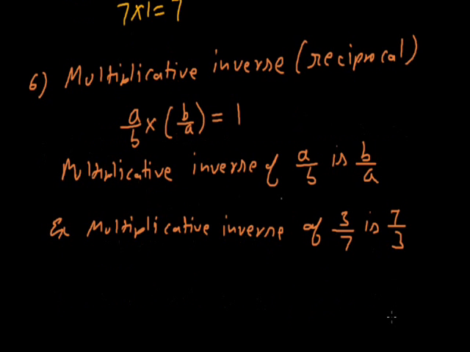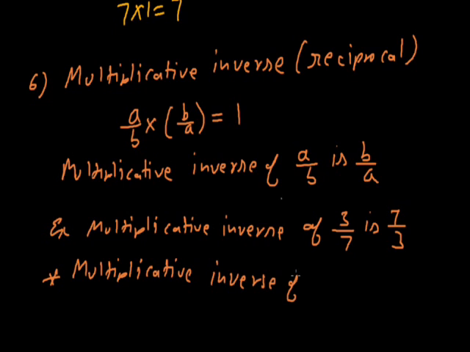Just the reciprocal of it. And remember one thing, the multiplicative inverse of 0 is not defined. Why? Because the multiplicative inverse of 0 would be 1 upon 0. 1 upon 0 is a number which is undefined. Anything divided by 0 is not defined. So the multiplicative inverse of 0 is not defined.